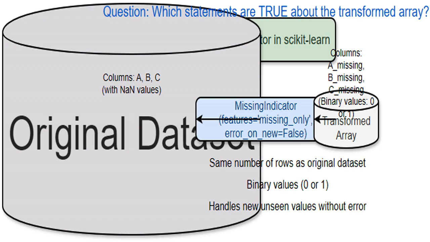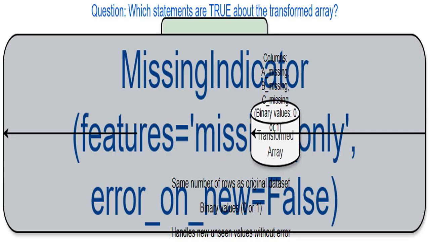I'm starting with a dataset. It has 3 columns, A, B, and C. Crucially, some values are missing, represented as NaN. I use Sklearn's missing indicator tool. Features equals missing_only tells it to only focus on columns with missing values. Error_on_new equals false means I won't get errors if there's new data during prediction that it hasn't seen before.